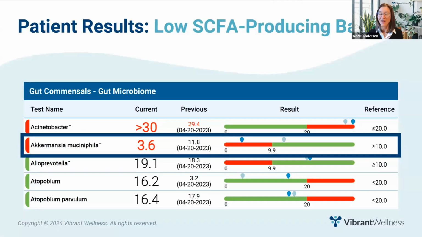You can find short-chain fatty acid-producing bacteria on the gut zoomer by looking at the gut commensals panel. If the short-chain fatty acid-producing bacteria are low, aka in the red and less than 10, like Akkermansia here at 3.6, that indicates short-chain fatty acids are truly low.